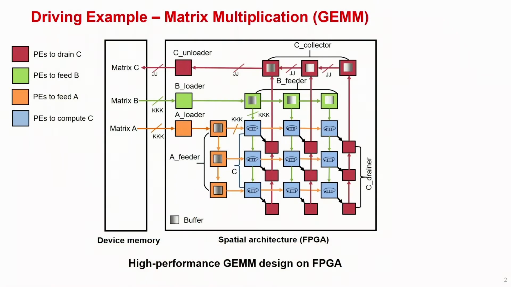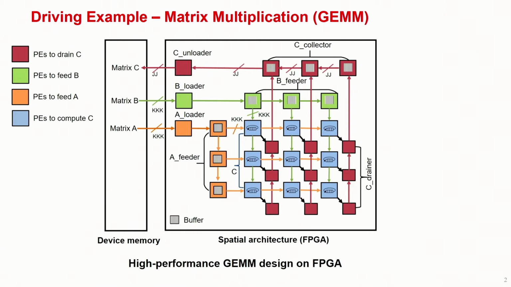Now, using a simple driving example of matrix multiplication, which is also known as GEMM, I will show why spatial programming for performance is hard. Here I'm showing a high-performance GEMM systolic array for FPGA. This particular design takes two matrices, A and B, and multiplies them together to produce the output matrix C. The boxes shown in blue implement the actual compute piece, which is computing the dot products.